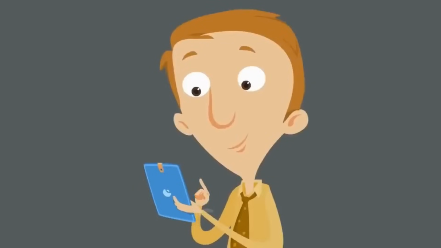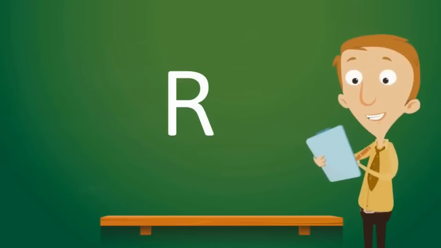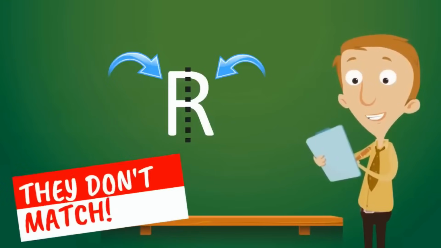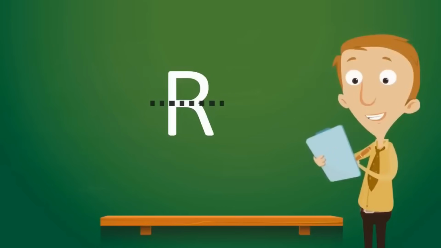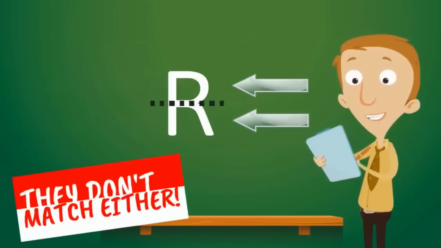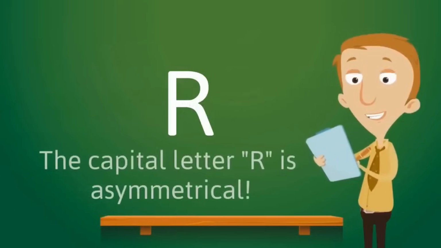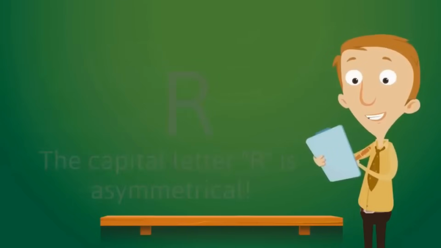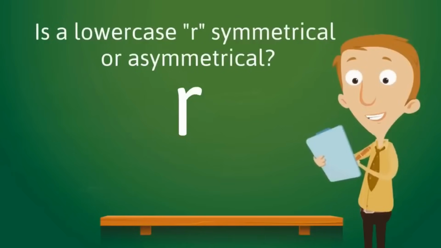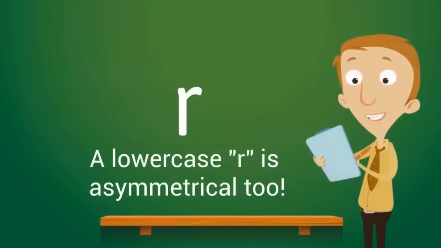There are other letters that are asymmetrical too. Look at the capital letter R. Let's try a vertical line of symmetry first. Do these sides match? You've got it, they don't match. Wait, how about a horizontal line of symmetry? Do these sides match? Yeah, they don't match either. The capital letter R is asymmetrical. Wait, how about a lowercase r? Can you tell just by looking at it? Is a lowercase r symmetrical or asymmetrical? A lowercase r is asymmetrical too.